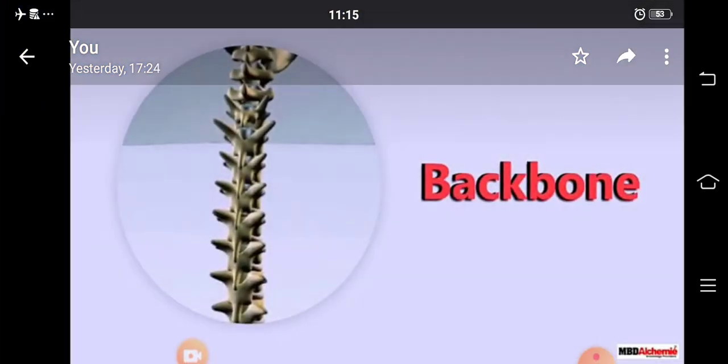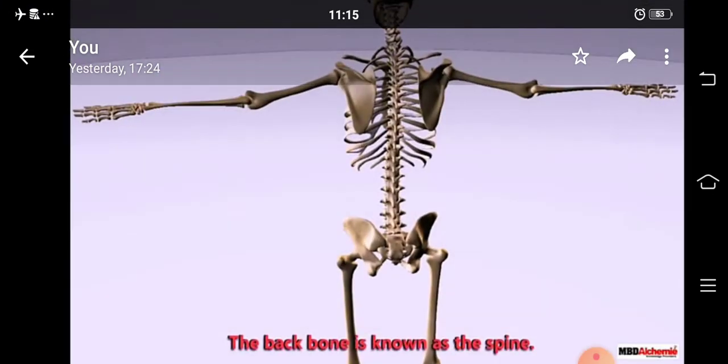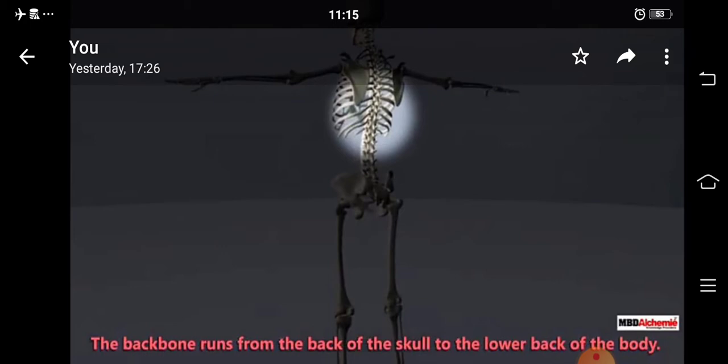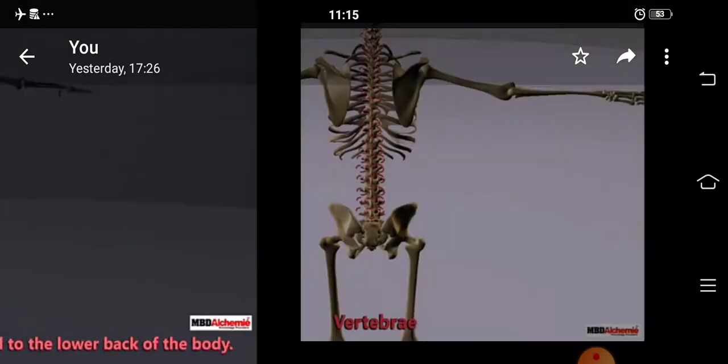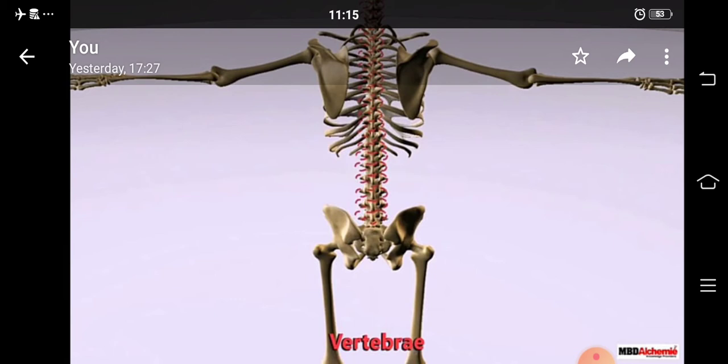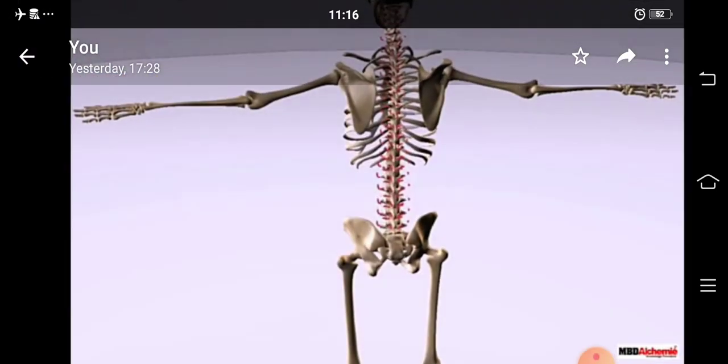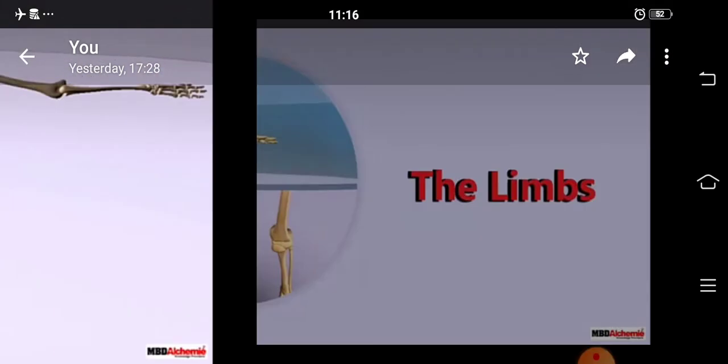The next part of the skeleton is the backbone. The backbone is also known as the spine. The spine helps you bend down to pick up things or to tie your shoelace. The backbone runs from the back of the skull to the lower back of the body. The spine is made of 33 small bones called vertebrae. These small bones are joined to each other. It is this bone to which the rib cage is attached.